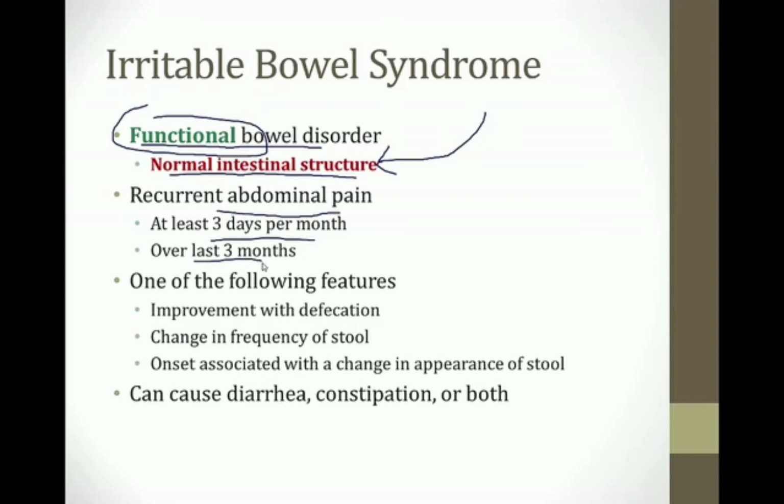Patients also have to have at least one of the following features: improvement in their abdominal pain with defecation, a change in the frequency of their stool, and onset associated with a change in the appearance of their stool. And IBS can cause diarrhea, constipation, or both.